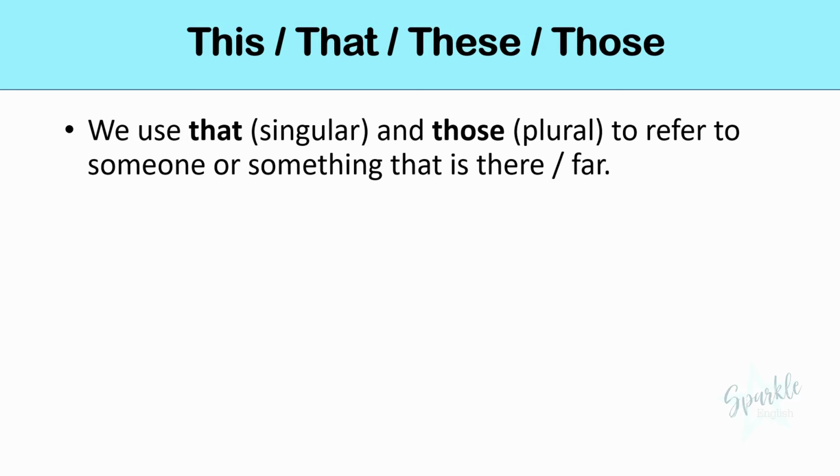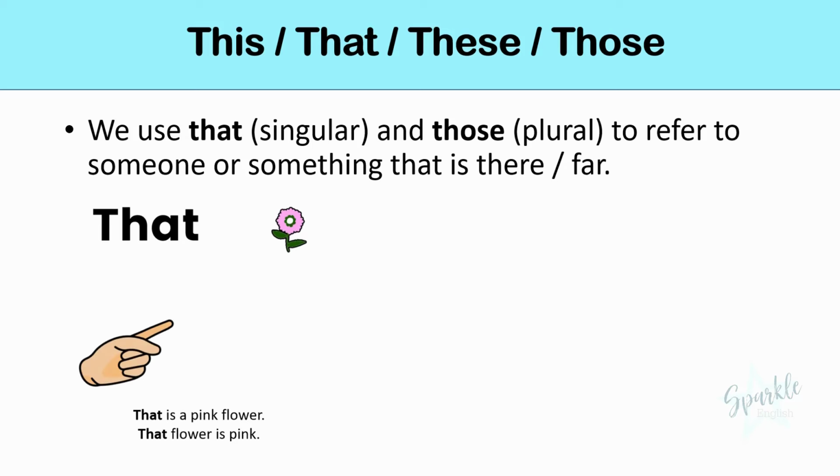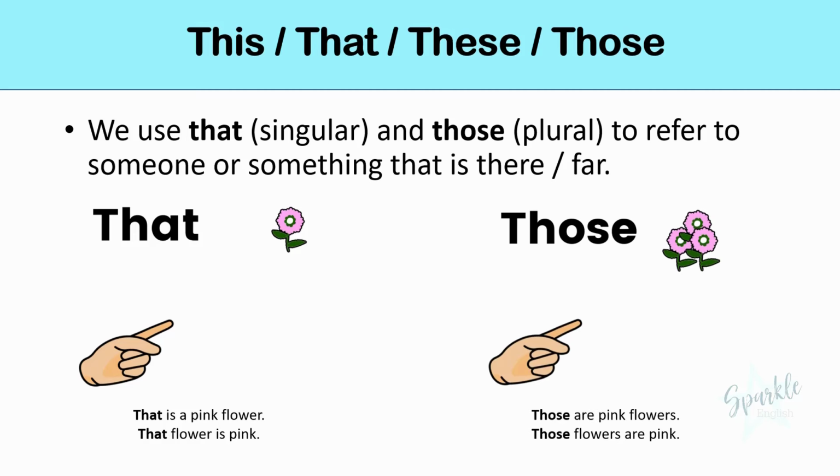We use that, which is singular, and those, which is plural, to refer to someone or something that is there or far from the speaker. For example, that is a pink flower, or that flower is pink. In this next example, we have three different flowers, so we have to use those. Those are pink flowers. Those flowers are pink.